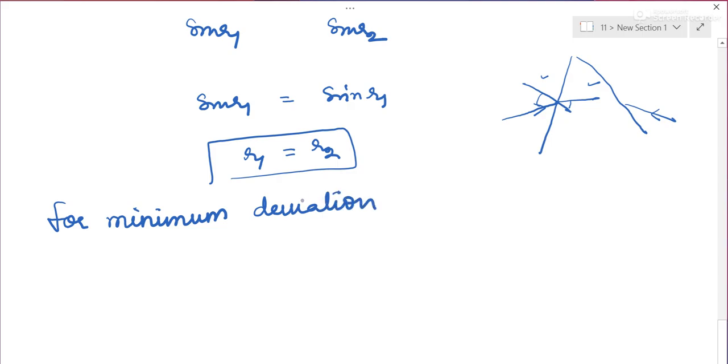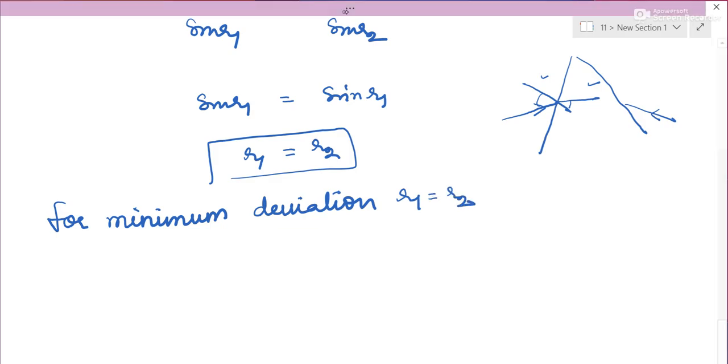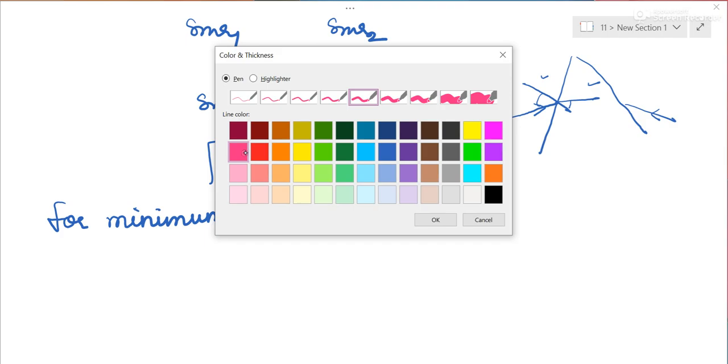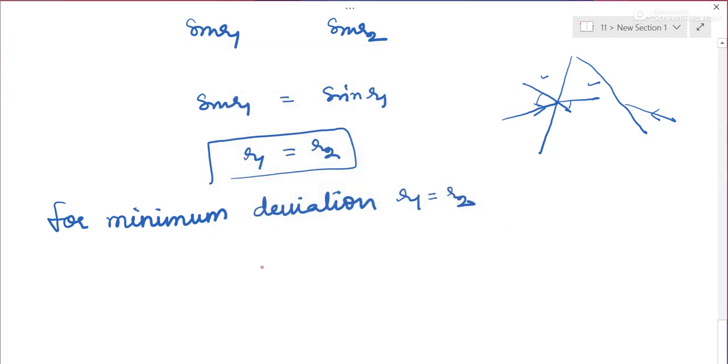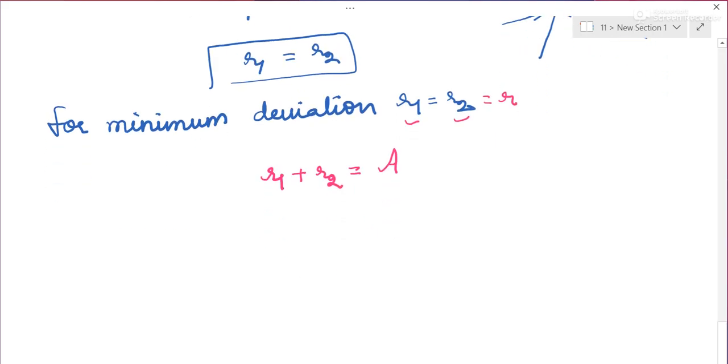For minimum deviation, R1 is also equal to R2. Now you have to pick equation number 1. Derive this simultaneously in your notebook, and whatever is equation number 1, just write it once again. Now R1 is equal to R2 is equal to R, you can take. Let us substitute. So R plus R is equal to A, 2R is equal to A. So angle of refraction is equal to A by 2. A is your angle of prism. So this is my last relation.